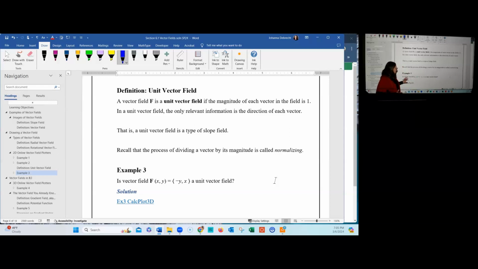Let's take a look at example 3, which asks, is the vector field F(x, y) equal to ⟨-y, x⟩ a unit vector field?